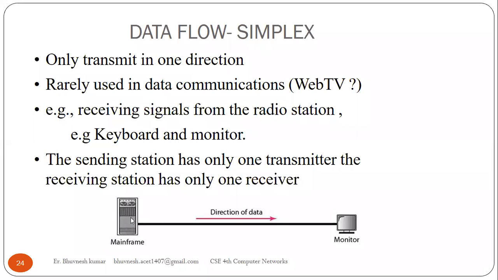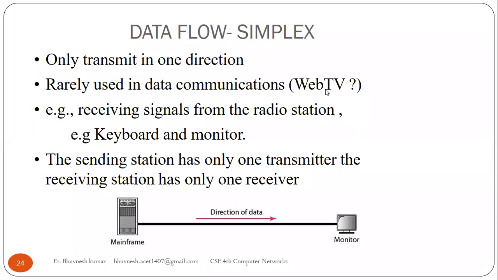Like here, the mainframe is the sender and this monitor is the receiver. Only the mainframe can send data to the monitor. The monitor cannot send data to the mainframe. So the mainframe is only a sender and the receiver can be anyone, but the sender is the mainframe. Only transmits in one direction, rarely used in data communication. Web TVs are an example.